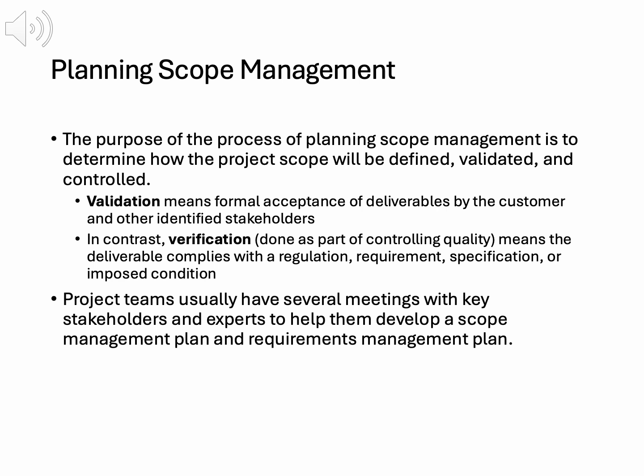The purpose of planning scope management is to determine how the project scope will be defined, validated, and controlled. Validation means stakeholders formally accept deliverables, like approving training courses in the just-in-time training project. Control involves managing changes to prevent scope creep. This process creates a scope management plan and requirements management plan, guiding all scope-related activities.